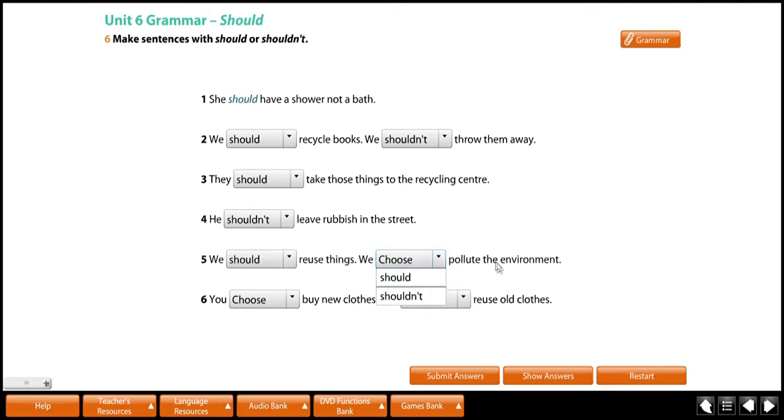The next is if you're talking about polluting the environment. It is shouldn't. We shouldn't pollute the environment. Нам не следует загрязнять окружающую среду. And the last of it, if you're talking about new clothes, you shouldn't buy new clothes. Yes? Вам не следует покупать новые вещи. You should reuse old clothes. Вам следует использовать старые вещи. Ну, то есть имеется в виду повторное использование старых вещей.